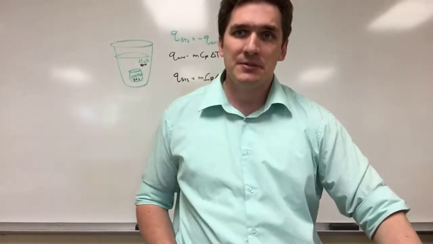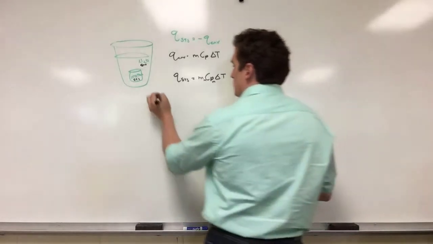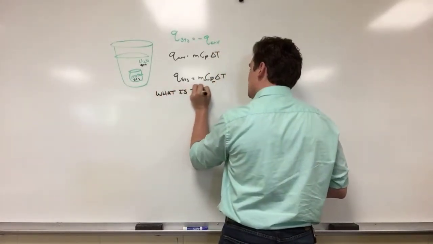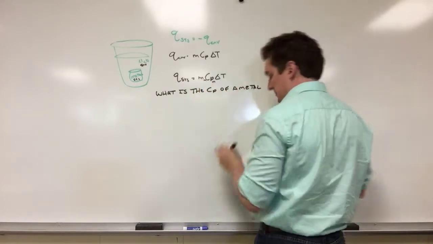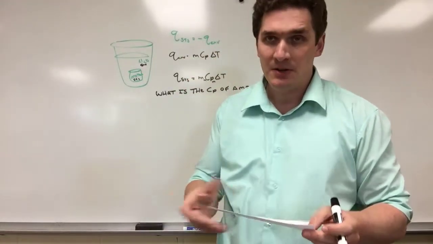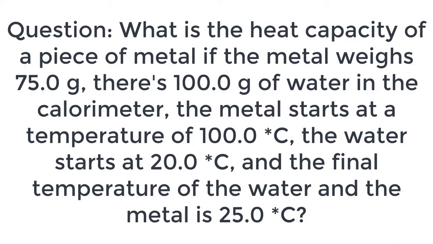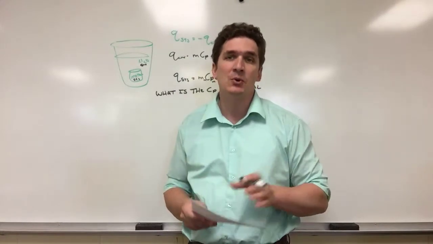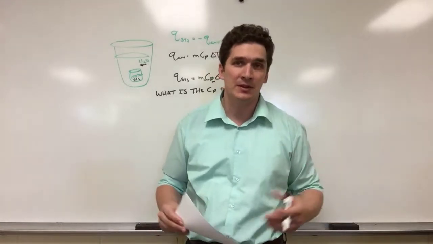So for this, I've got a handy dandy worked example. What we want to know is, what is the heat capacity, Cp, of a metal? Sorry, I have to read it off the list for you here. If we have 100 grams of water, a 75 gram metal sample, the starting temperature of the water is 20 degrees C, the starting temperature of the metal is 100 degrees C, and they both finish at 25 degrees C. So hopefully that's popped up on the screen. You can pause the video and write that down.